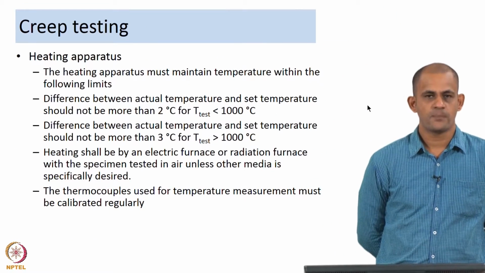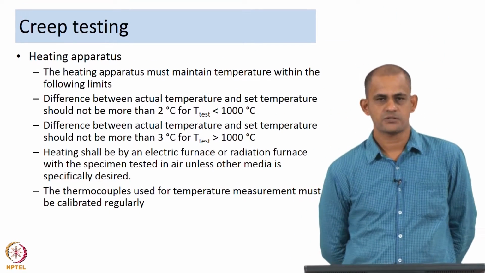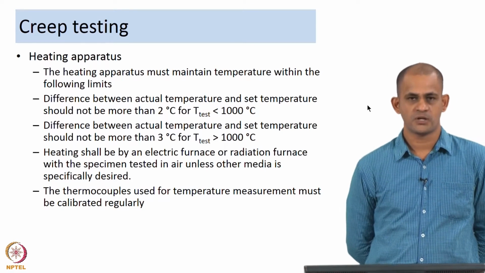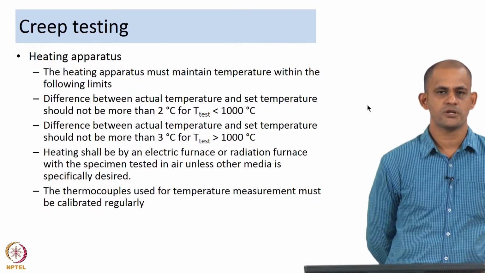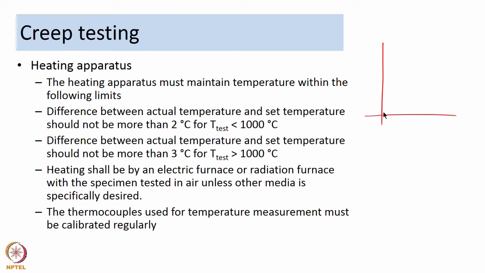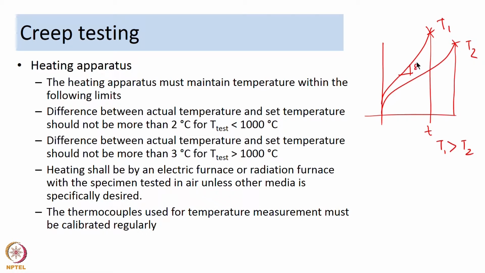Now, one of the important components of your creep test is the heating apparatus or the furnace. Because creep is a high temperature test and the data generated is dependent on the temperature at which you are testing, it is quite clear that if your temperature is higher, the strain rate of deformation will be higher and your time to failure will also change. So, if T1 is greater than T2, your strain rate epsilon dot 1 is going to be greater than epsilon dot 2. So, the temperature has an important role to play.